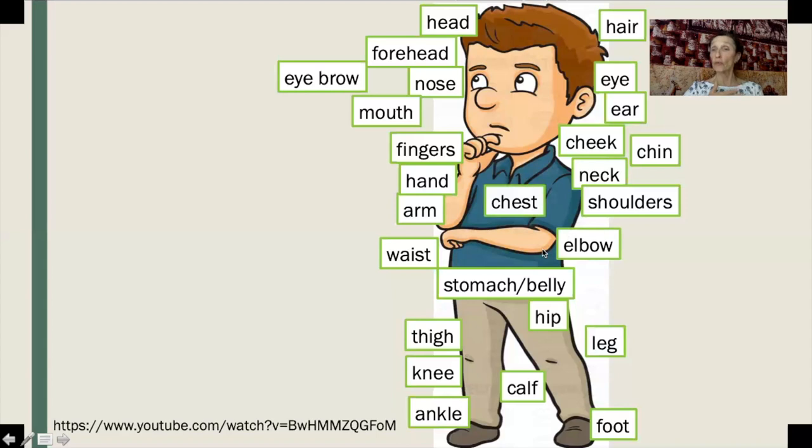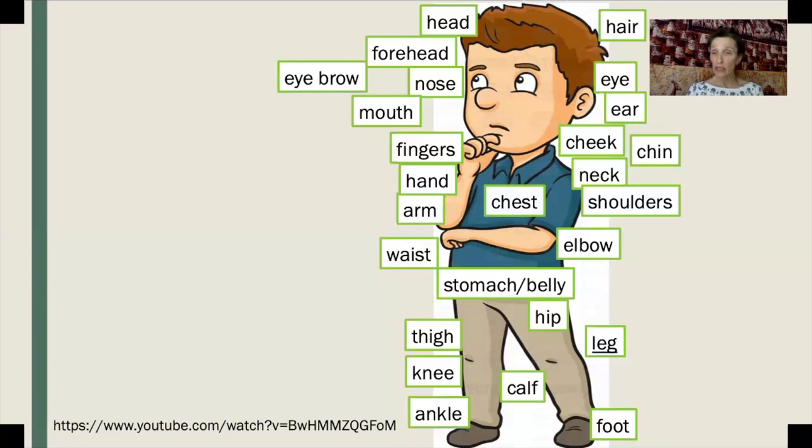Chest, 胸部. And waist. Women are always concerned about their waist. It's right here. Waist is underneath his elbow there, some of his arm there, some there and there. Okay. But that's different from the stomach or the belly, which is duze.